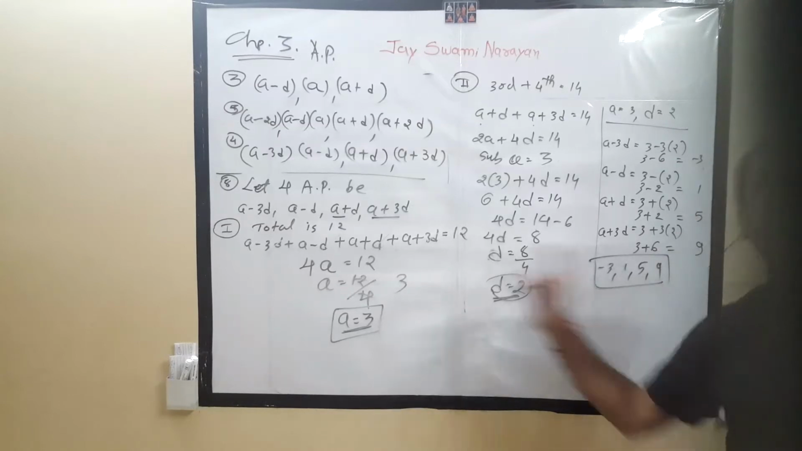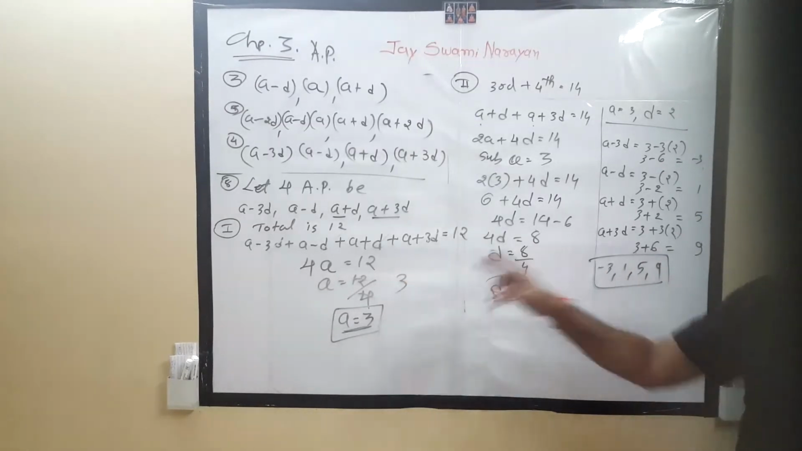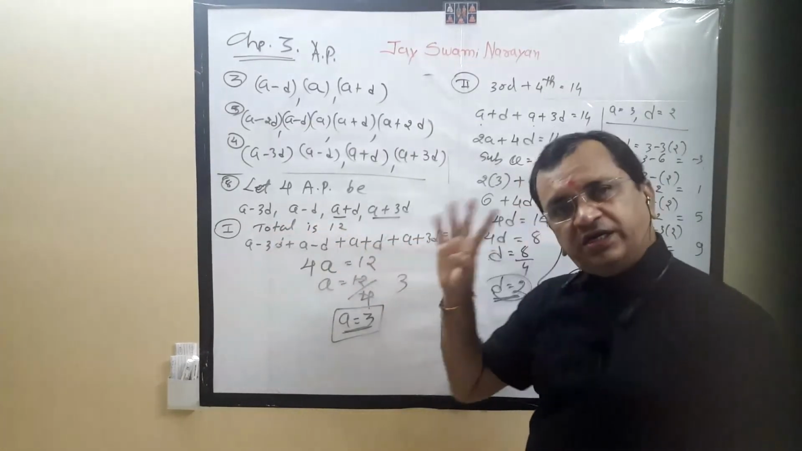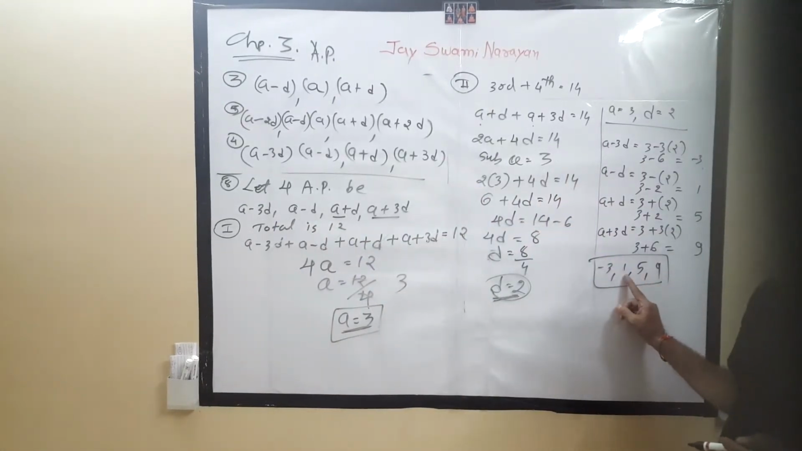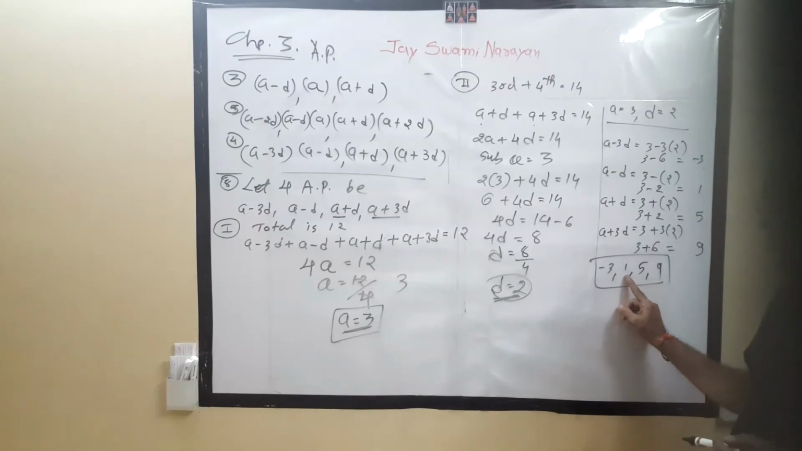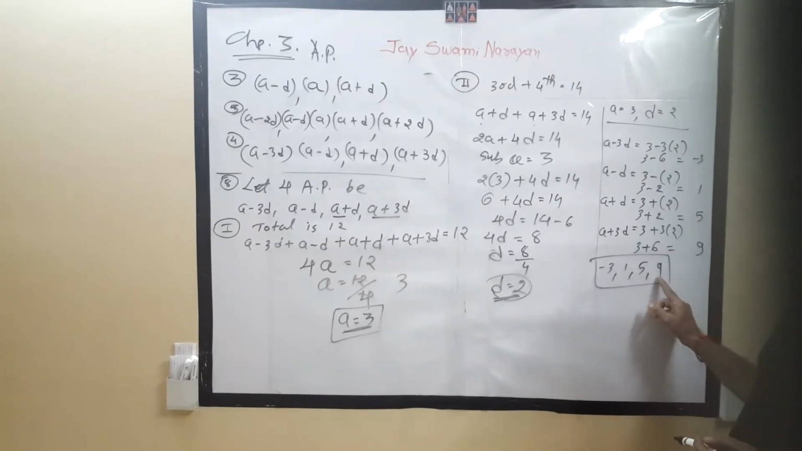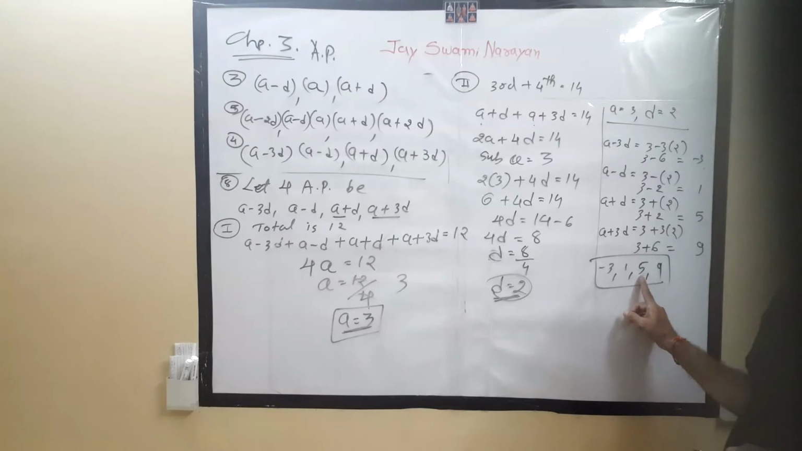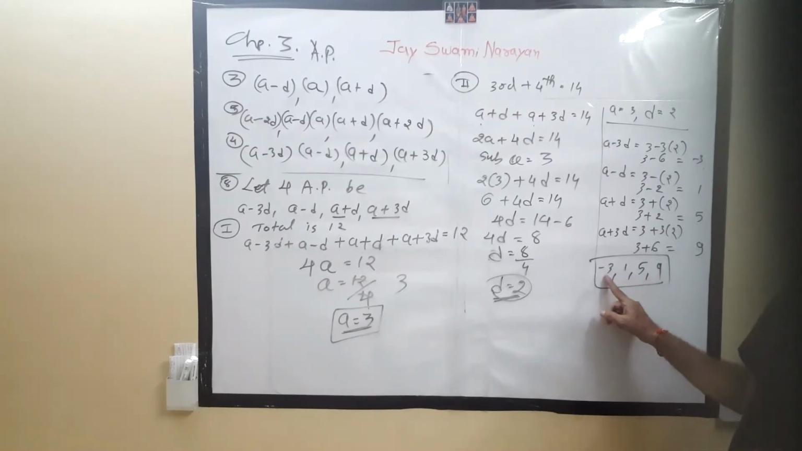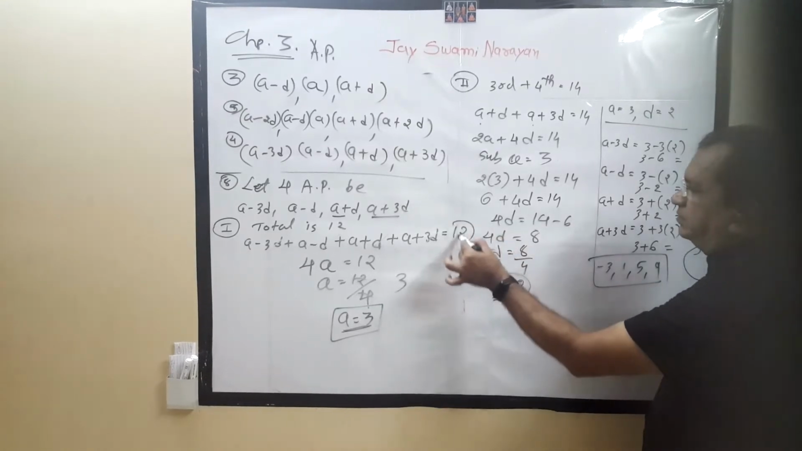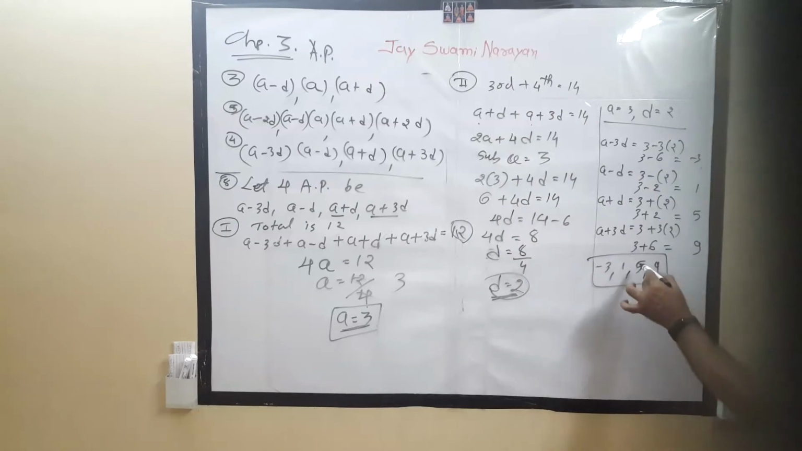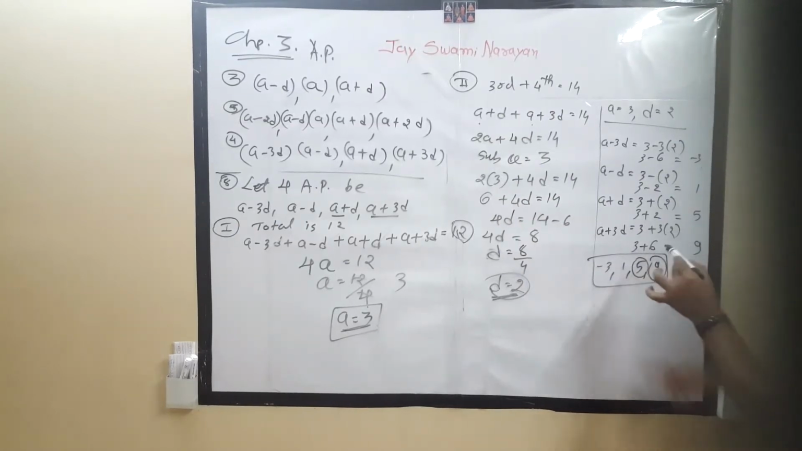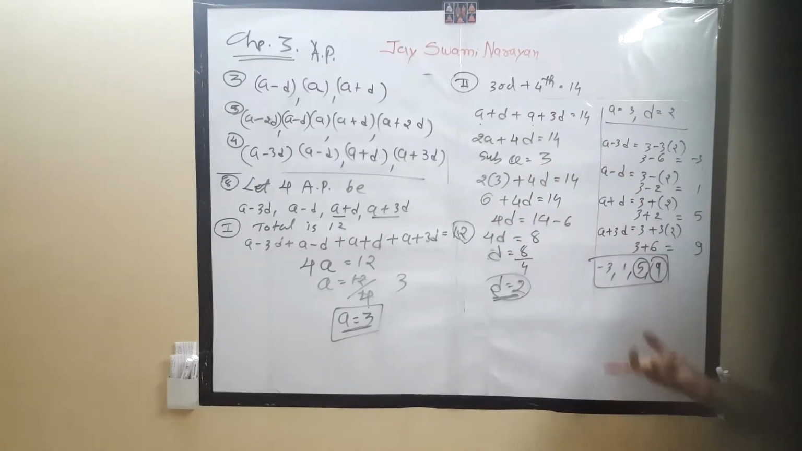Now you check with the condition. You check with the condition that the total of all is 12. 9 plus 5, 14. Plus 1, 15. 15 minus 3, 12. And they have given the sum of the third number and fourth number is 14. 9 plus 5, 14.